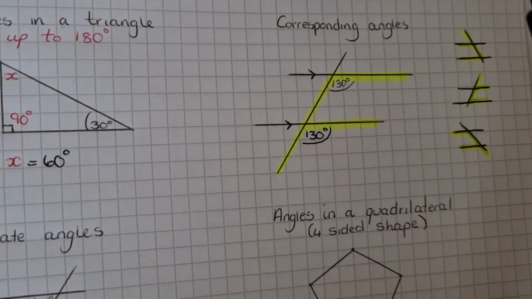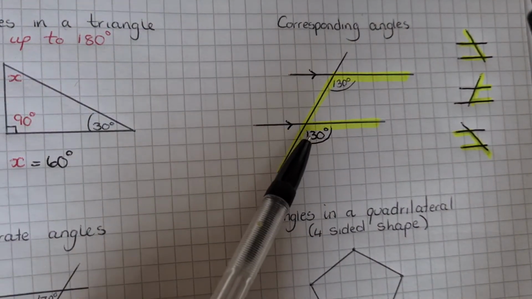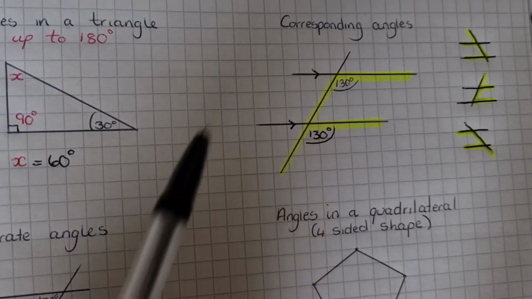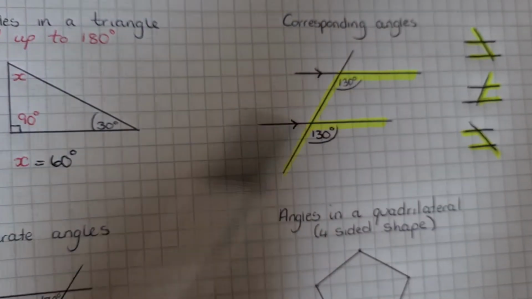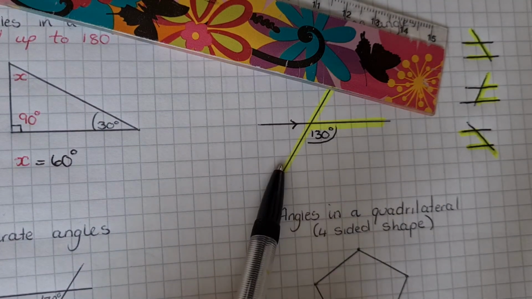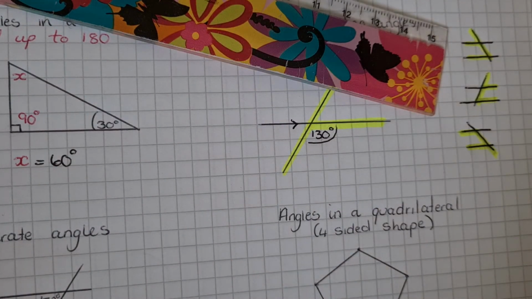The second thing is, once you've worked out your corresponding angles, you can then use the other rules that we've looked at to fill in all the other missing angles. So using vertically opposite angles, we can see here we've got a cross, which means this angle and this angle will be the same because they're opposite each other.